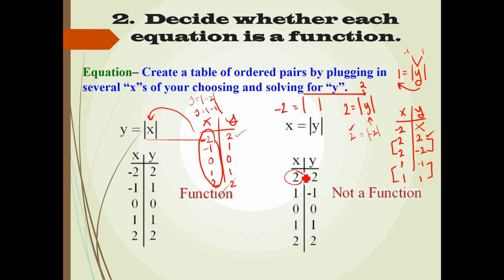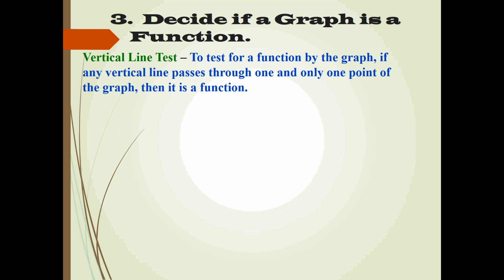Here I have an input of 2 giving negative 2, and then later an input of 2 now gives positive 2, so our function is not working properly. Again, if your x's repeat with different y's, that is an indicator of your equation not being a function.